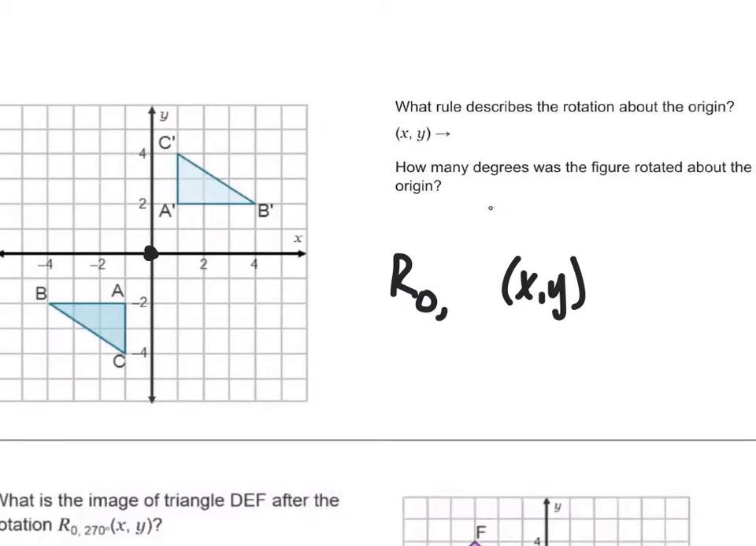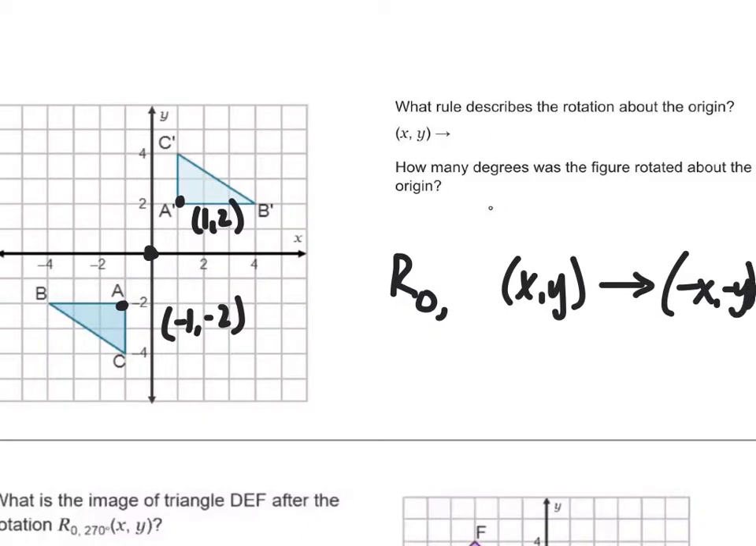If I had my original point A, which is the point -1, -2, to get to my A prime, that's going to be the point 1, comma 2. So all we're doing here is taking these points and making them opposite. The reason why is because we have a 180 degree rotation. This angle measure here is 180 degrees, and that's it.